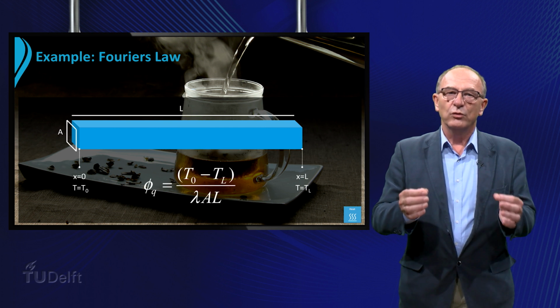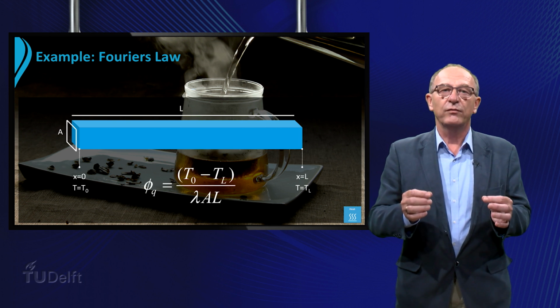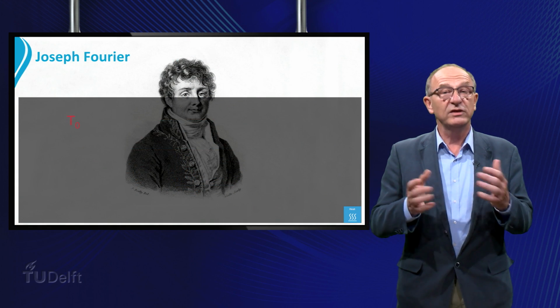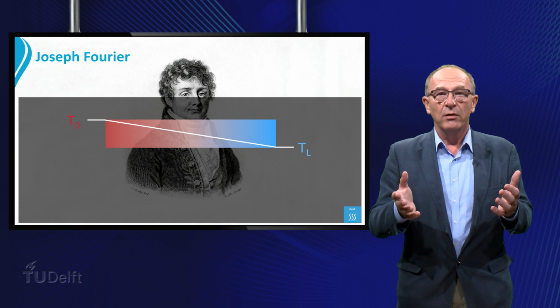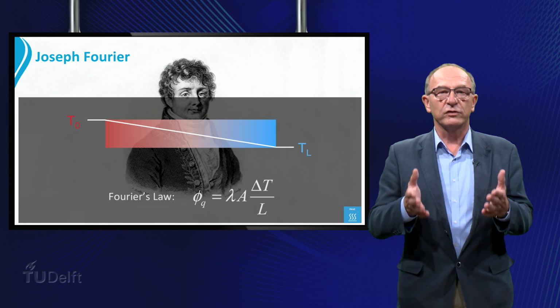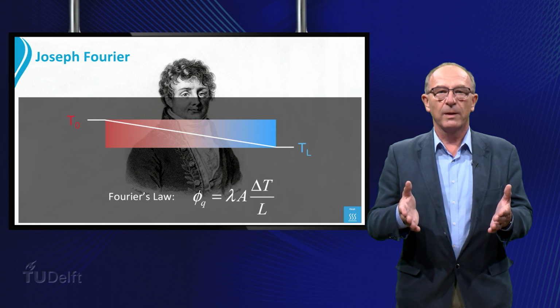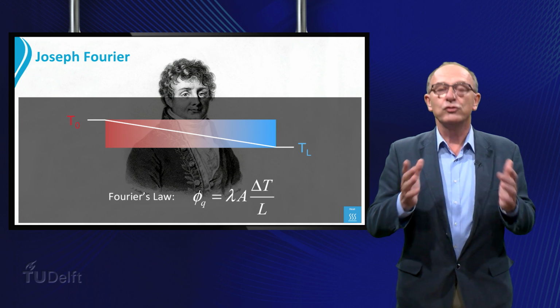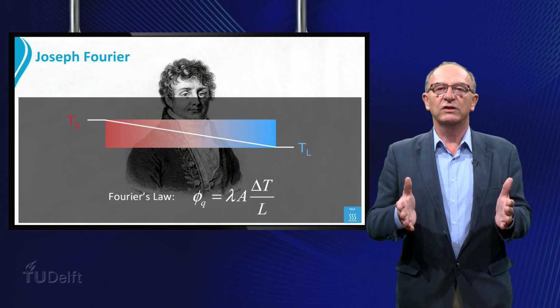In conclusion, we can say that we can derive the one-dimensional temperature profile in simple geometries, like a bar, by applying Fourier's law for steady-state heat conduction. With this information, you should be able to make the exercises of this week.